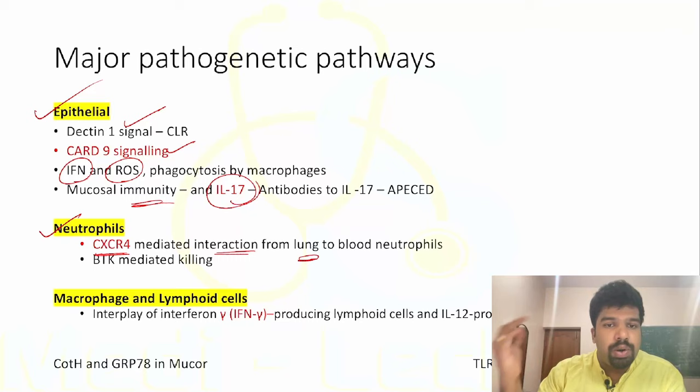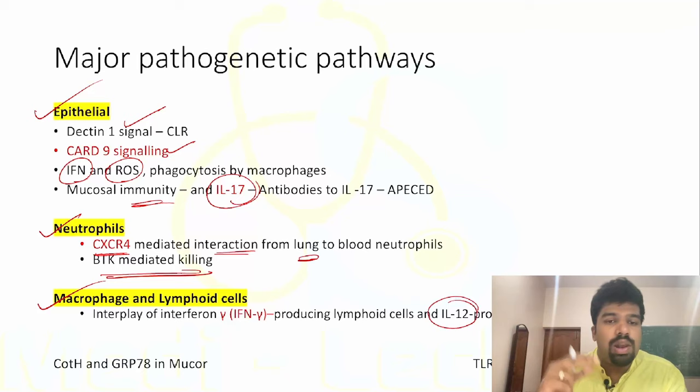Okay, it is going to use the Bruton tyrosine kinase pathway to kill the bacteria. Then you have macrophage and lymphoid cells, which are going to use IL-12 produced by the macrophage to call and stimulate lymphoid cells to produce interferon gamma, which is going to kill the fungi. Okay, these are three important pathophysiological mechanisms.